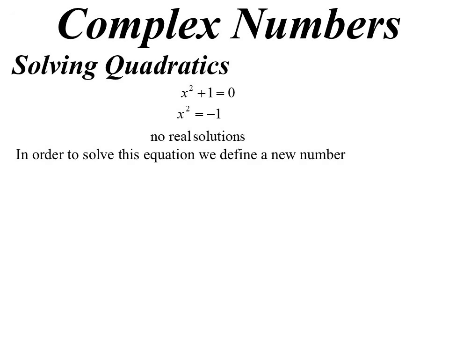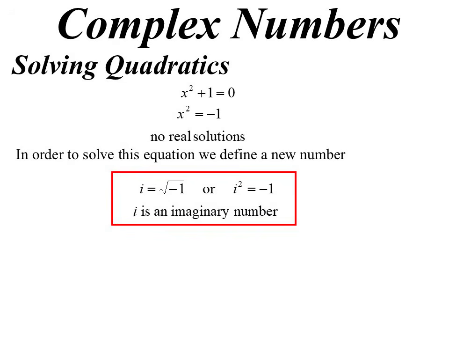Now, what we often do in maths is whenever we come up with a problem like this and we can't solve an equation, we don't have a number to cover it, we create this new number. So the new number is i. So the new number is actually a letter. And i represents the square root of -1, or more correctly, i squared is -1. And i is what's called an imaginary number. It then allows us to go and solve this equation.